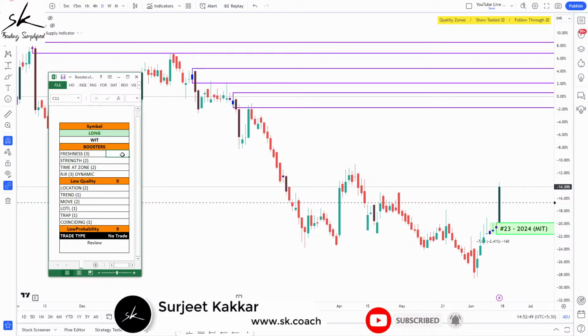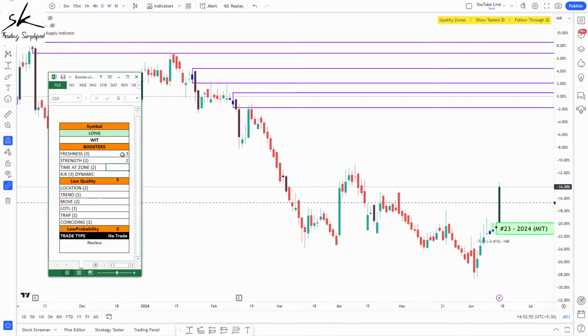So for freshness, the zone is definitely fresh, gets a score of 3. We have a gap, or even if you look at the explosive candle, you can give it a score of 2. Time at the zone, we have 3 candles in the basing, gets a score of 2. Reward to risk ratio we'll be taking as an assumption. Next thing is the location.